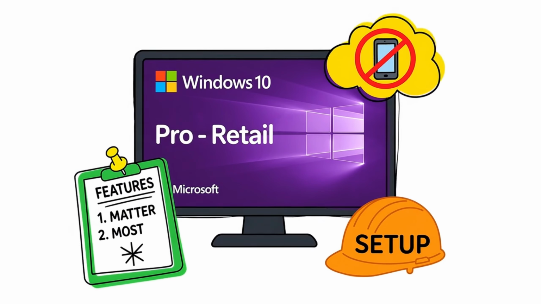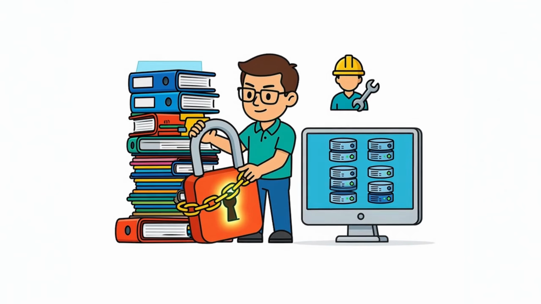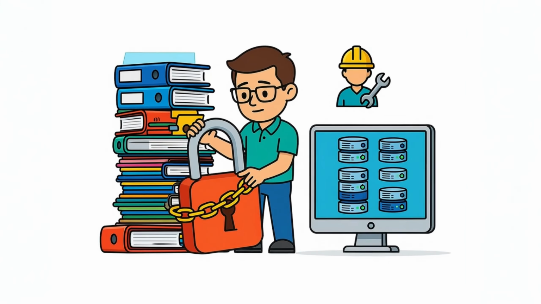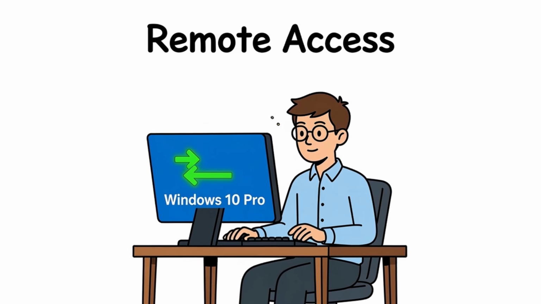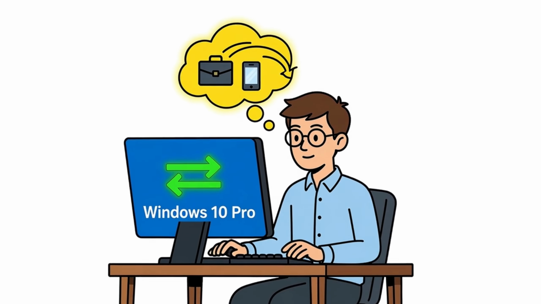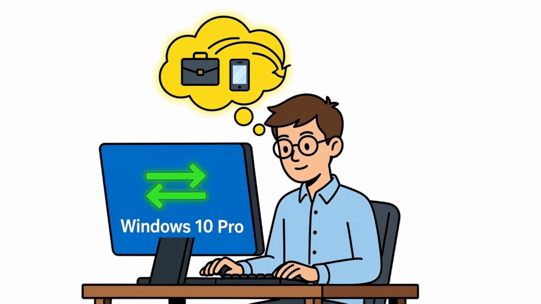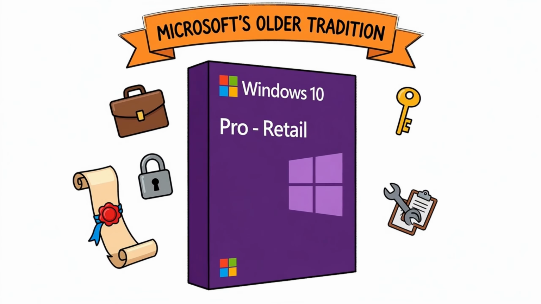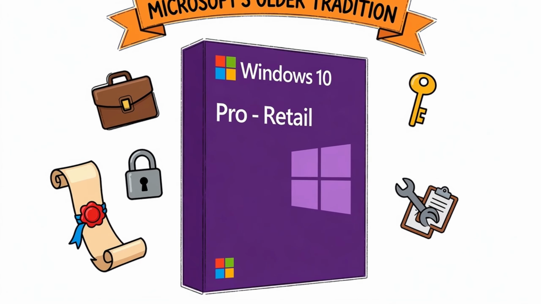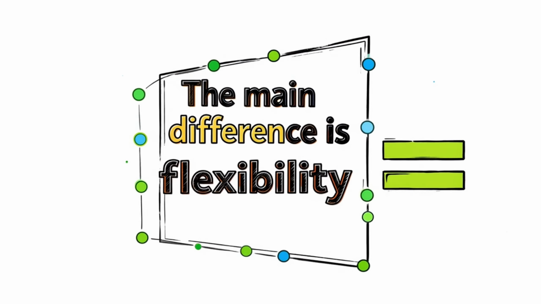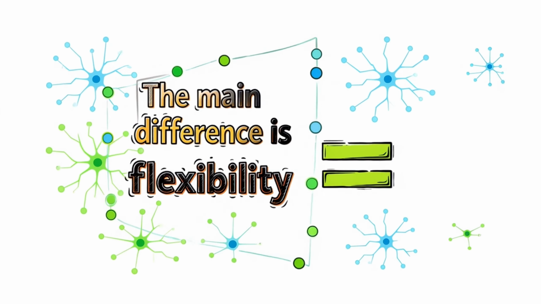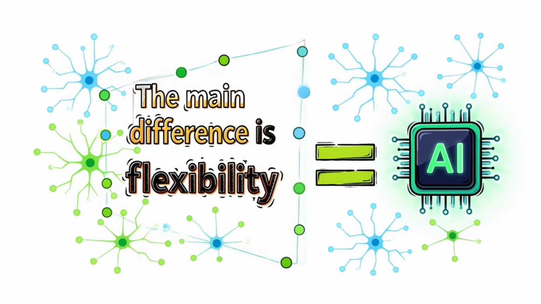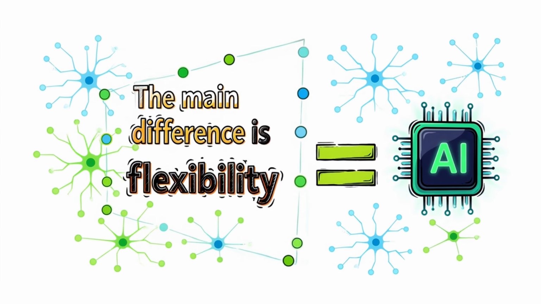A small business owner may need to protect customer files. A developer may need virtual machines. An office worker may need remote access to a desktop. This is where Windows 10 Pro becomes useful. It comes from Microsoft's older tradition of professional Windows editions, where business users received extra security and management tools. The main difference is flexibility. Windows 10 Pro still feels familiar, but it gives advanced users the control they need.